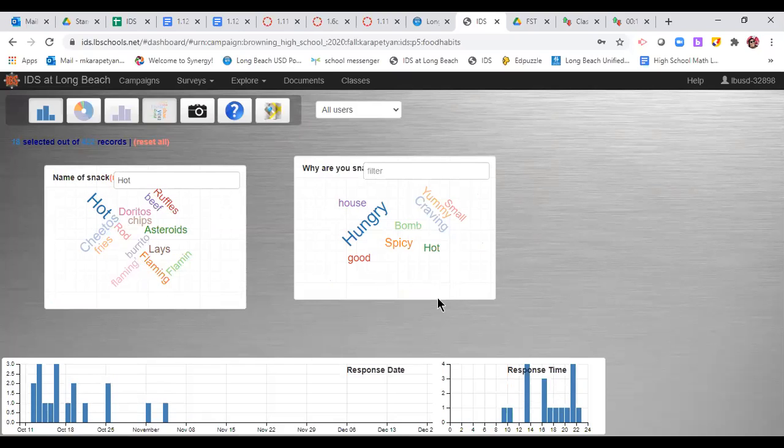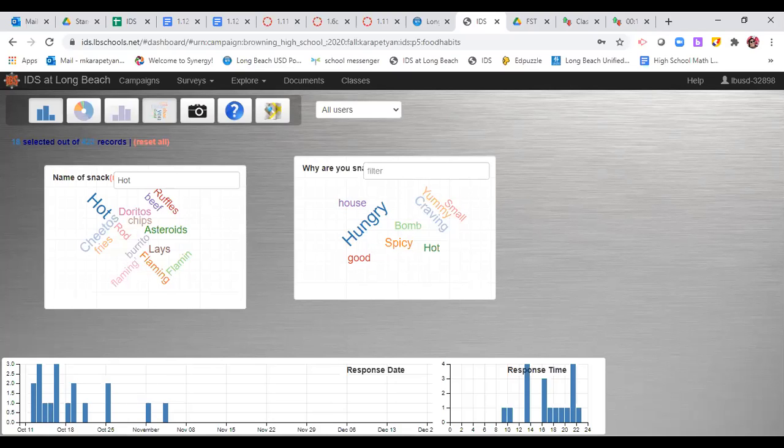Now, why are you snacking? When people put in this name for the snack that included the word hot, these are the words. They said that most often they ate it because they were hungry. And that's the largest. And then you have other stuff. So house, good, spicy, bomb, hot, craving, yummy, small, right? So it could have been a small snack, a craving, because it's yummy, because I like hot things, whatever you put in that, they found similar words.